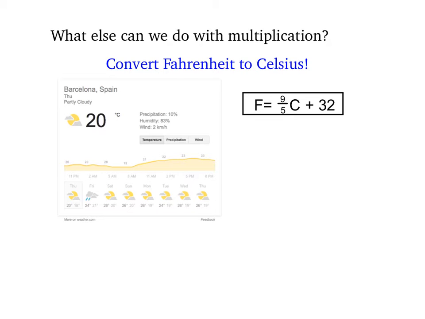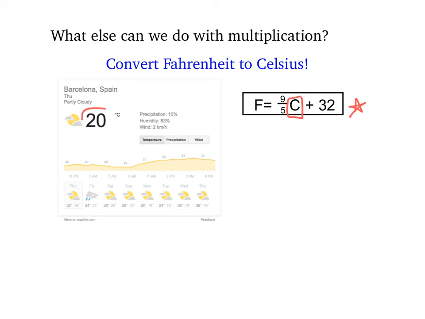So if I wanted to know kind of what clothes to pack or what temperature I would expect it to be there, I can use this formula here. And you would read that as you take whatever the temperature is in Celsius and multiply it by the improper fraction 9/5. And then whatever you get there, add 32 to it to get the temperature in Fahrenheit.